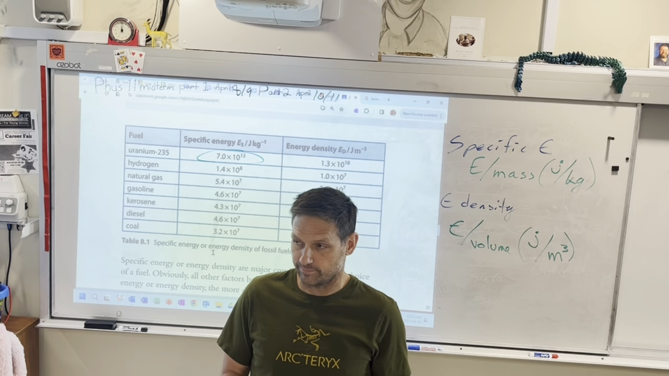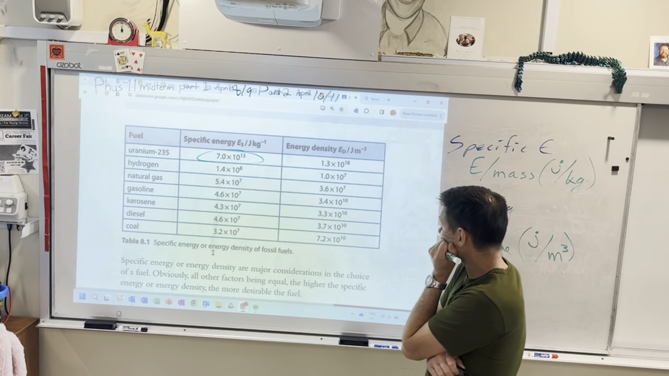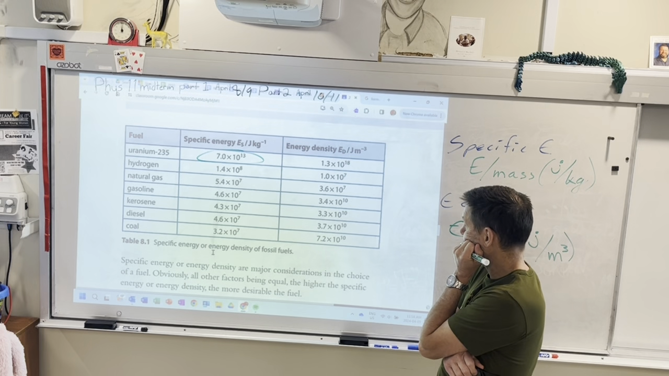When we talk about energy density, about gases, for example hydrogen, are we talking about standard conditions?